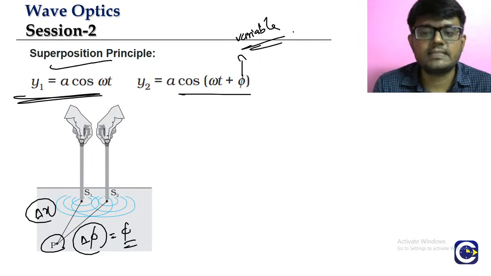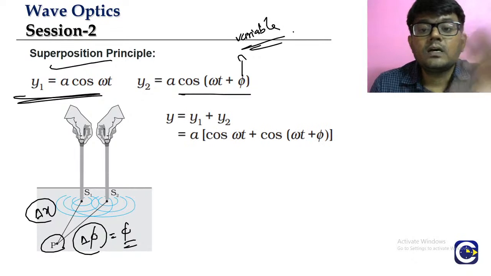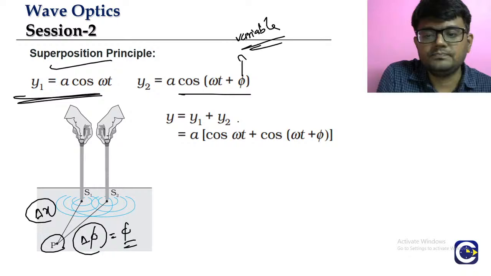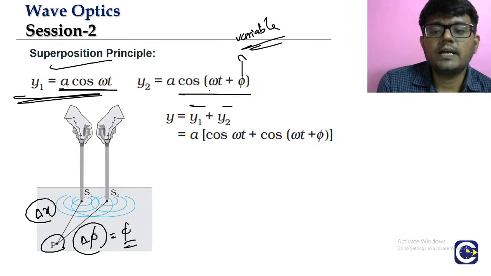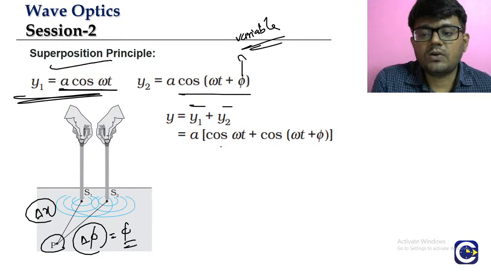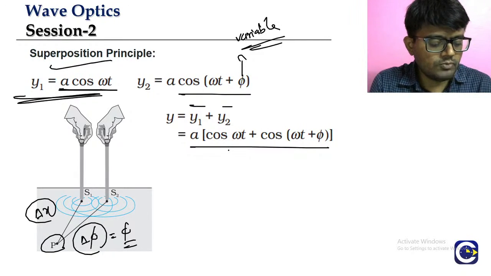So this is the general scenario. Now if you have it like this, what will be the resultant wave at a point P? We simply have to add both of them, y1 plus y2. What it means? A cos omega t plus A cos (omega t plus phi). A we can take out common. We'll have A into cos omega t plus cos (omega t plus phi).